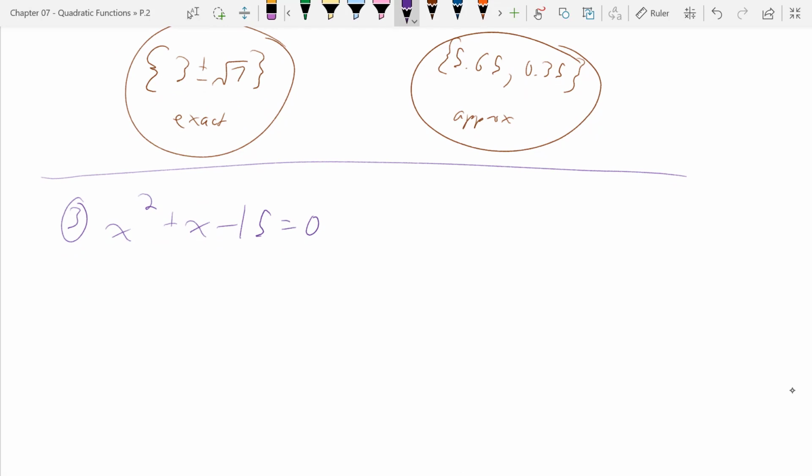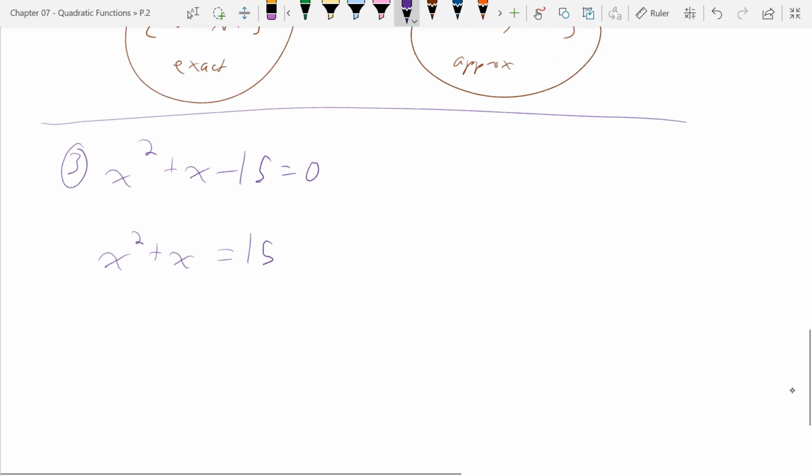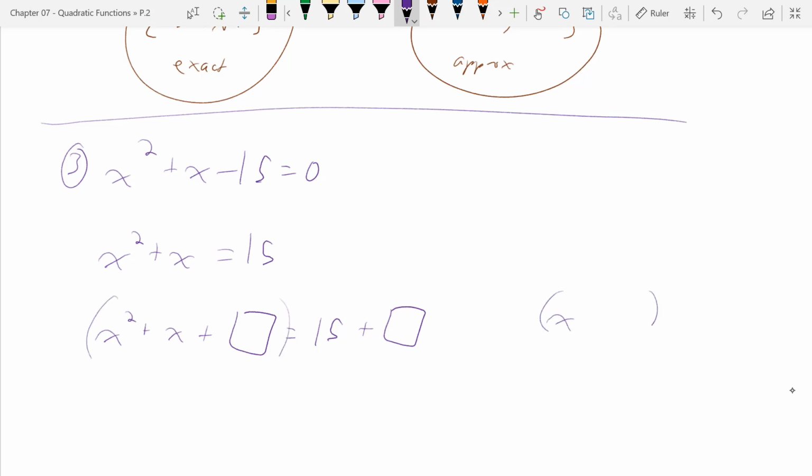Well, if I put the 15 over to the other side, I get x squared plus x equals 15. Then I want to add something to both sides. And what I'm adding, and this is going to be a little bit tricky, but I want to split this up, and I want to get a number that when I add it to itself, I get 1, because 1 is the middle coefficient there. Well, the only number that adds to itself to get 1 is 1/2. And then 1/2 times 1/2 would be 1/4.